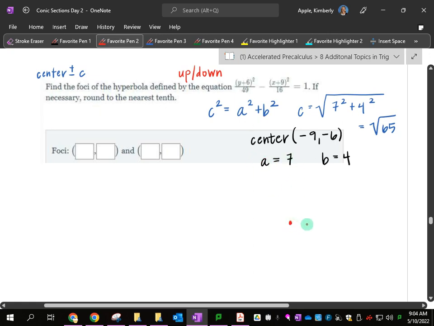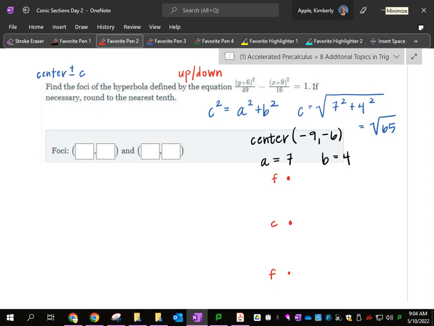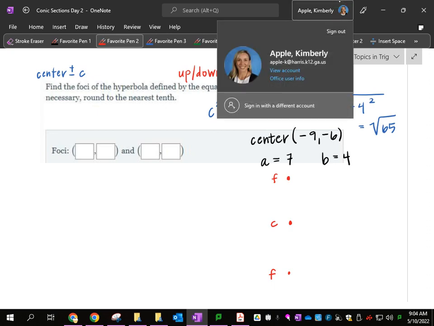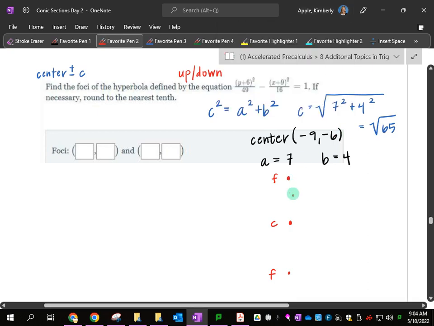So this will be the center, and then I'll have a focus up here. This is the center, and then I'll have another focus down here. And if you're not sure, you can always just go back and put your eyes on it. So I said it was up and down open. I see the center. I see the focus is below and above. Oh, look, there's my staff picture. All right, so what defines that distance? We said that that is the distance C, which is root 65. So this would be root 65.